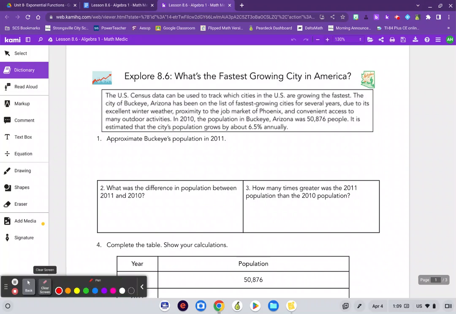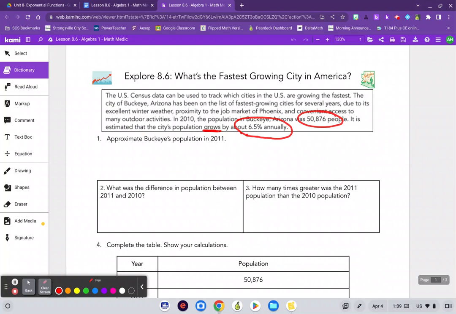So it feels like we have some keywords in here, right? We have an initial population that we're starting with, 50,876 people, and I'm growing, so growth, by 6.5% annually. So approximate Buckeye's population in 2011.